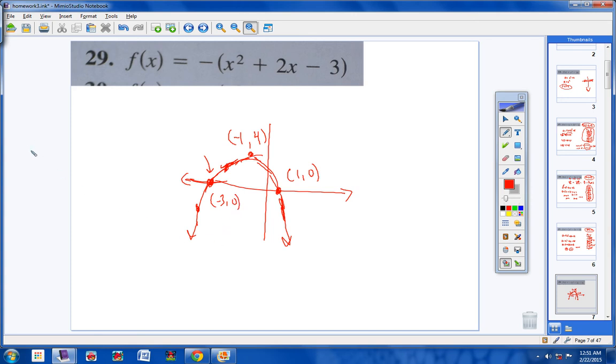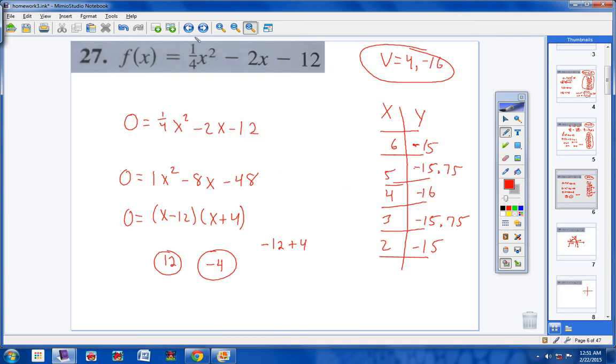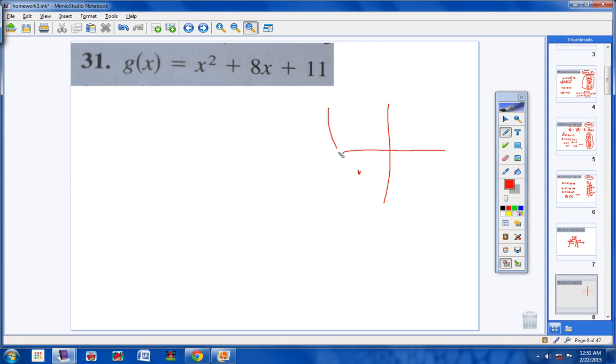Negative 3, 0. Alright, let's take a look at number 31. Once again, students, we're going to quickly type it into our calculator: x squared plus 8x plus 11. Hit graph, and the graph should look something like this. Here's the coordinate plane. The vertex looks like it's about right here, and the parabola comes down like this, hits here, and goes back up.